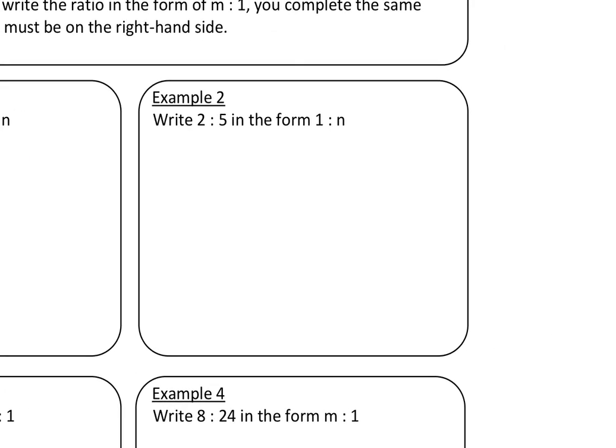Example 2 says write 2 to 5 in the form 1 to n. So again, we'll just write it down, 2 to 5, and then 1, and we'll leave a blank for where our n should be. Again, we divide by 2 to get from 2 down to 1. So divide by 2 on the right hand side, 5 divided by 2 is 2.5. You will find in these questions that the other number is not necessarily going to be a pretty number, but it makes it much nicer to use map scales and things like that if it's in this form 1 to n. So just expect to get not a particularly nice number on the right hand side or the left hand side, depending on where your 1 is.